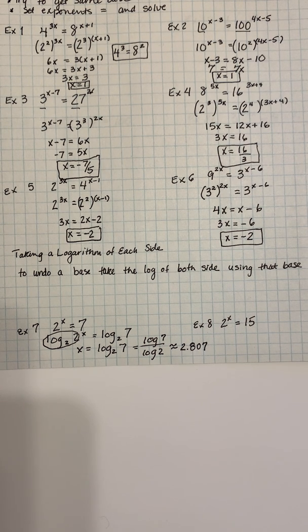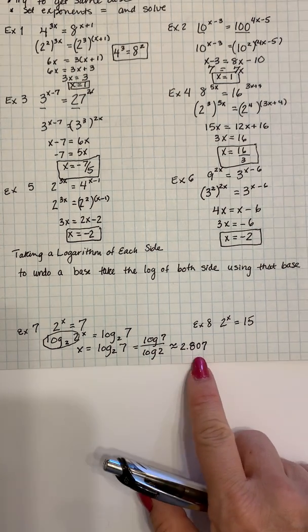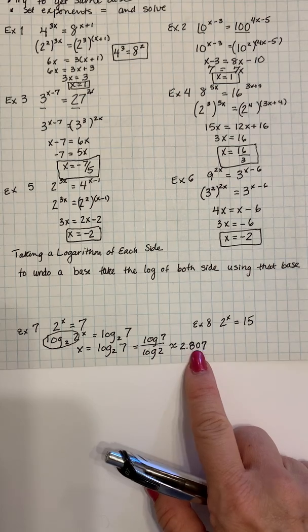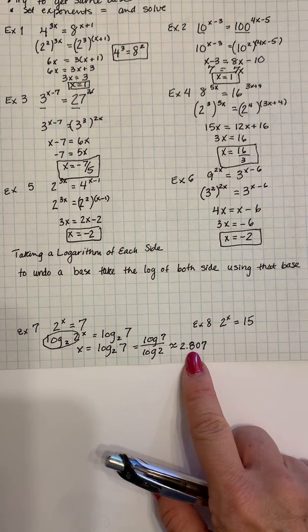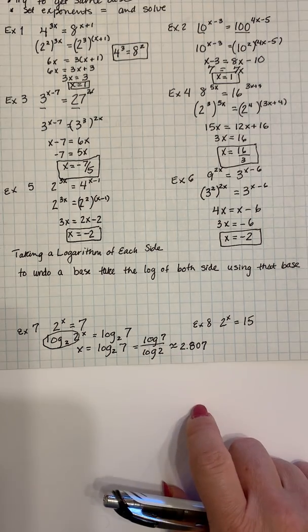Now, if you plug that into your calculator, take 2 and caret, raise it to the 2.807, you're going to get really close to 7. Not exactly, because we did round. That's not an exact value. It'll be very, very close. It'll be 6.99 something, but it will work. That's why we put the little squiggles, because we've made an approximation.